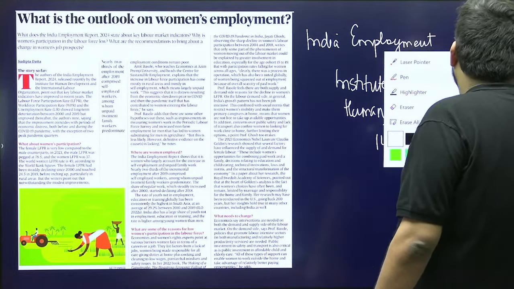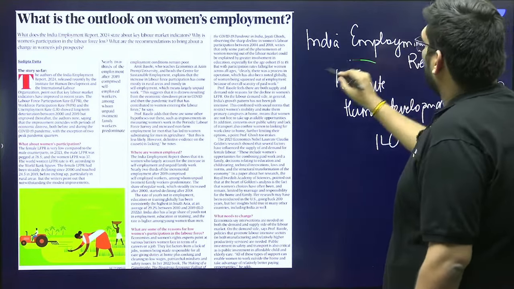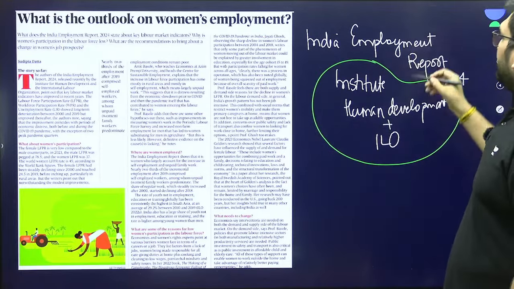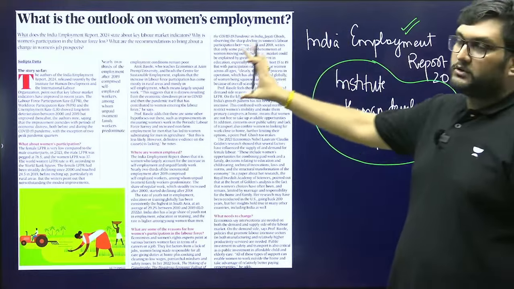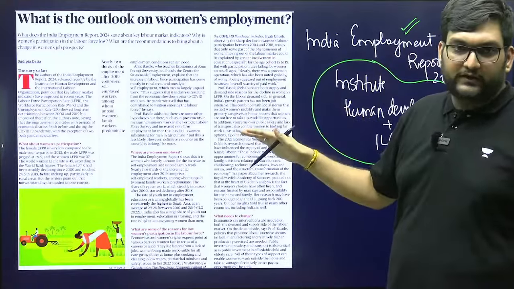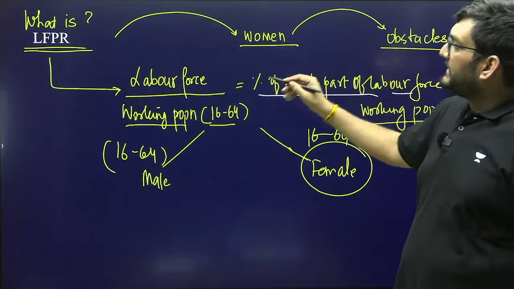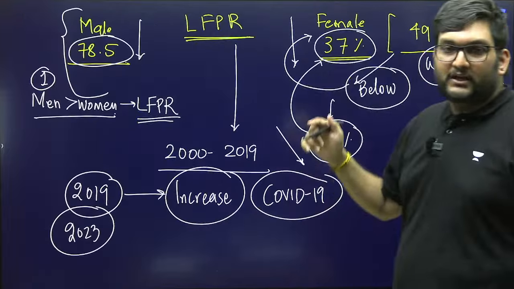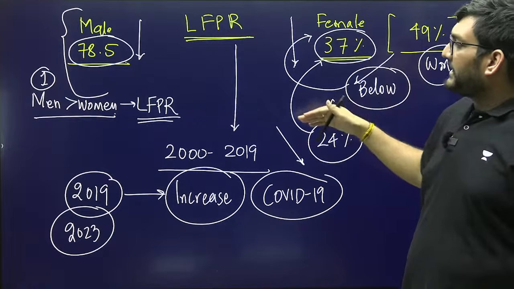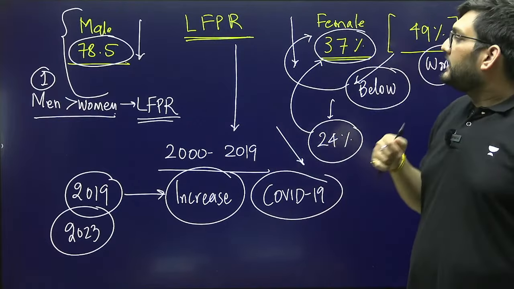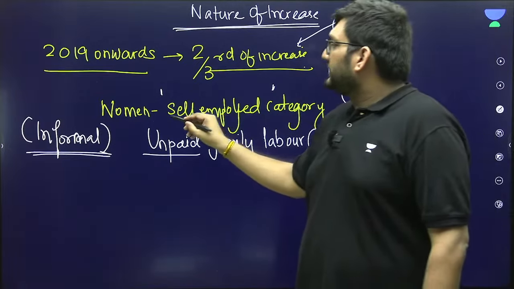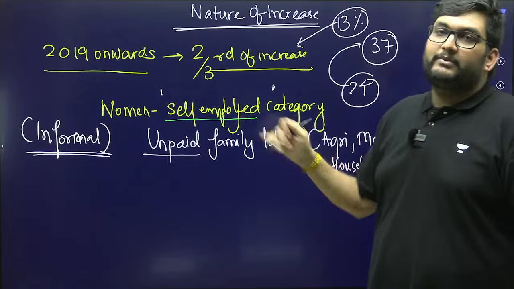This is a very straightforward prelims level concept. Who releases this data? And on the other hand, what is the report? So the report was basically the premise. And over and above that, we got this data out of it, wherein we are seeing that the labor force participation rate with regards to women is much lower than men and is lower than the global average. And there is an increase since 2019. Now we try to establish what is the nature of this increase. The nature of this increase is actually the self-employed category, unpaid family labor.